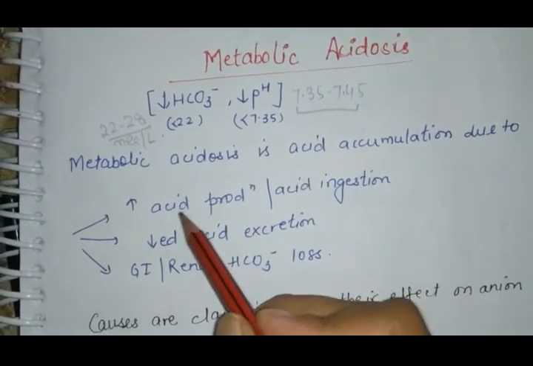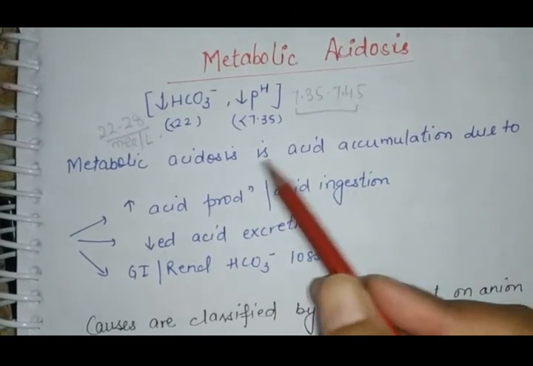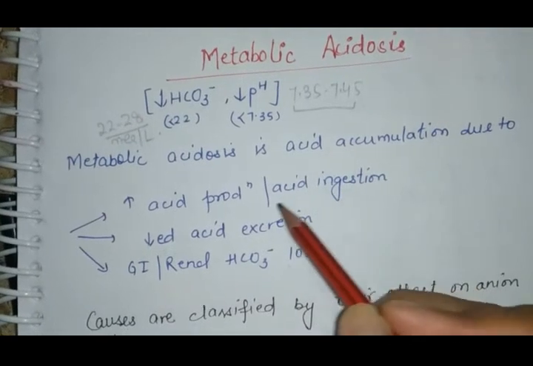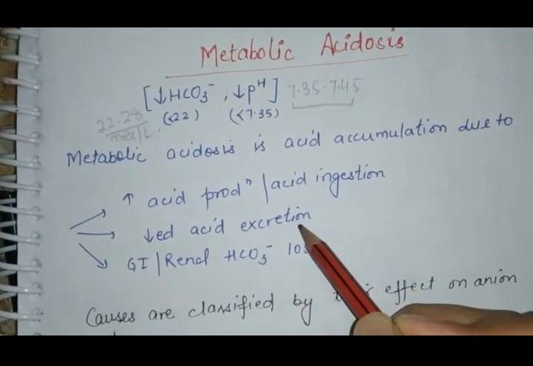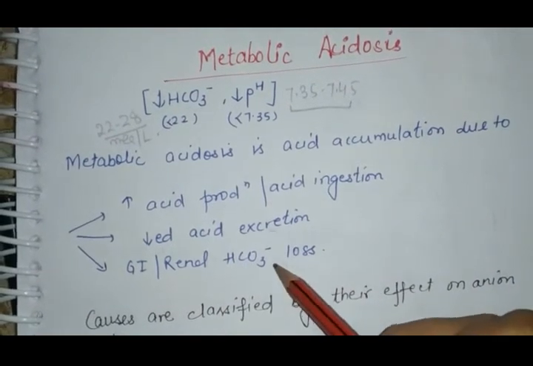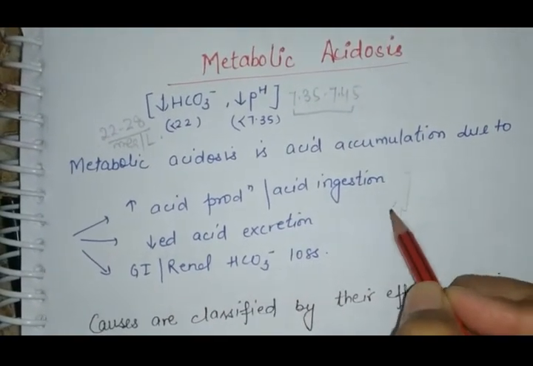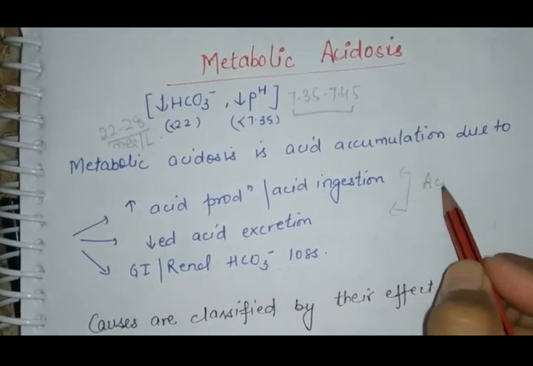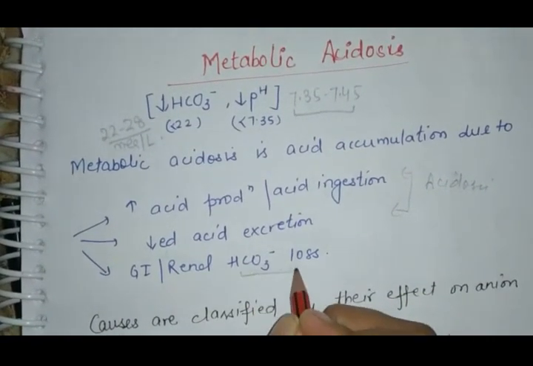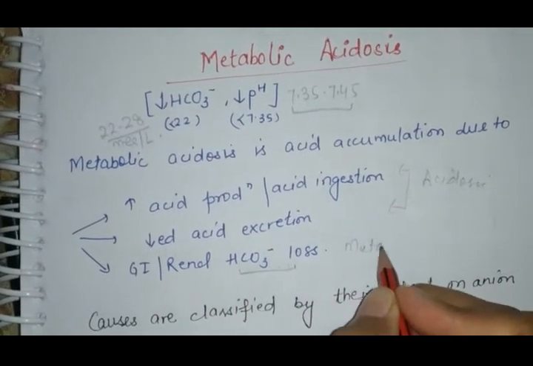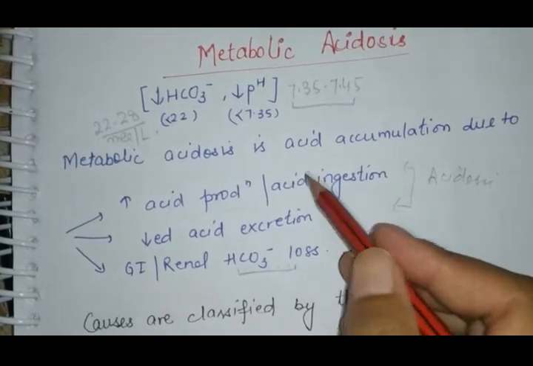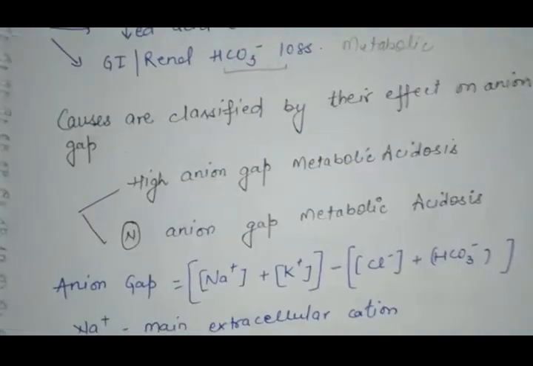Either there is increased acid production, that means the person has ingested any acid. Second is decreased acid excretion or GI or renal bicarbonate loss. These two things will lead to acidosis, and the bicarbonate ion loss will lead to metabolic causes. So these are the main reasons why the person may have metabolic acidosis.